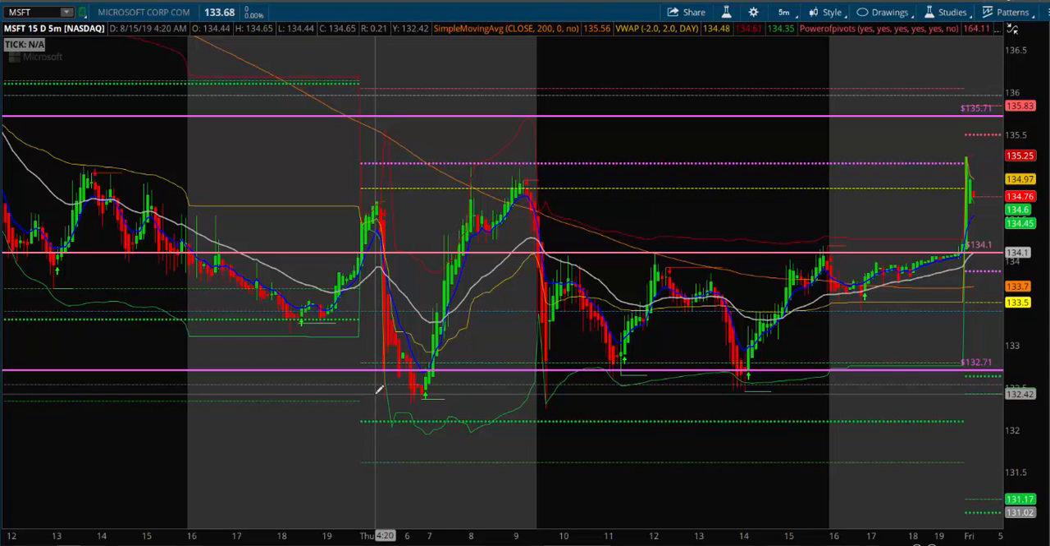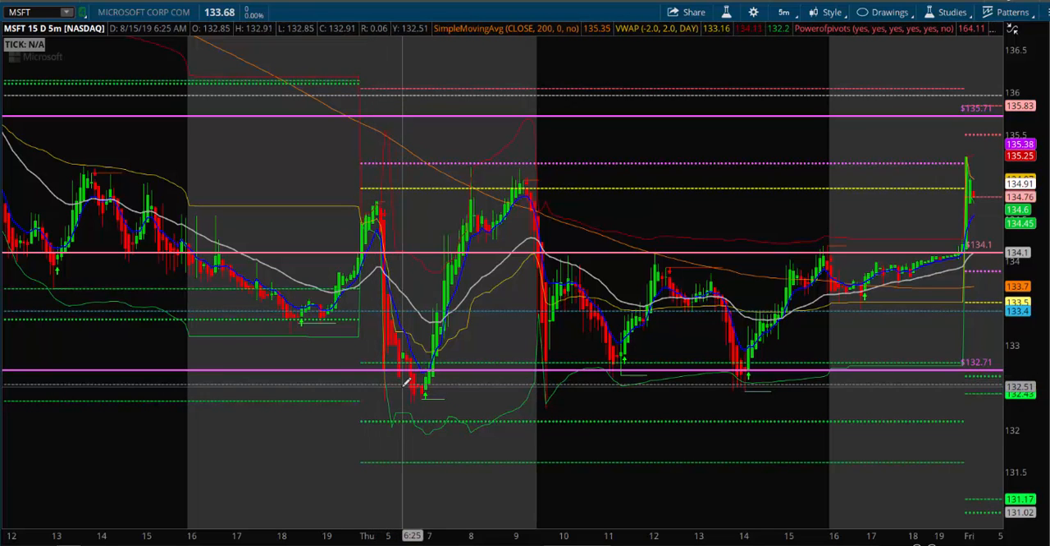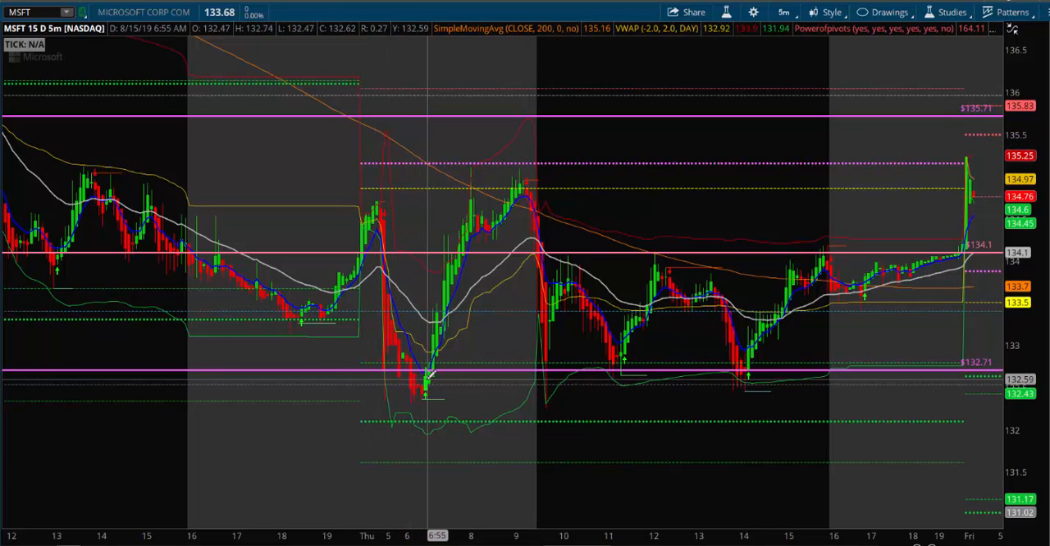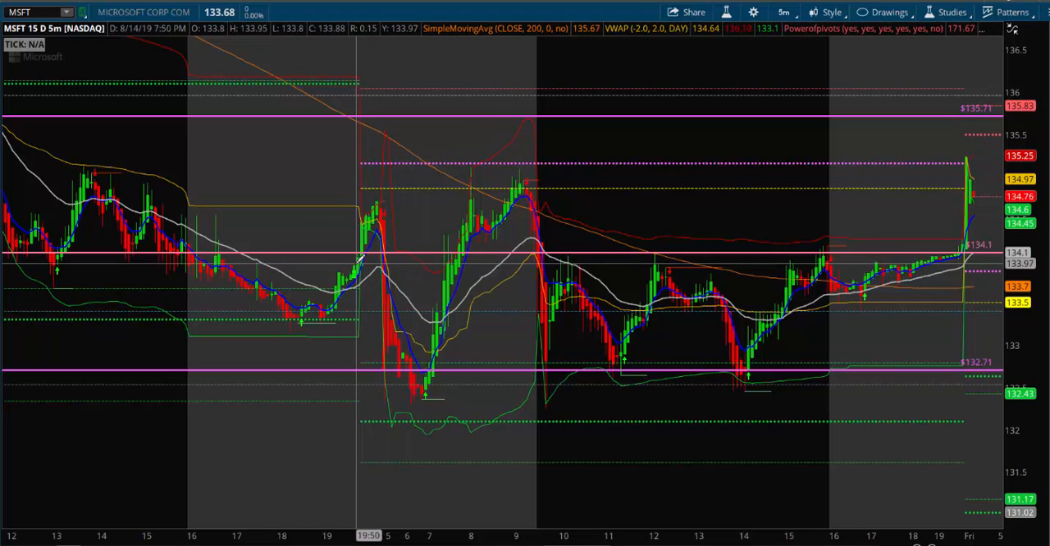It is the 16th of August 2019, and we're taking a look at Microsoft. Now, in our last video, when we began to look at Microsoft, it was right here below the 134.10 area. Where are we? Let's see. Check it back. So right about here is where we were on Microsoft.